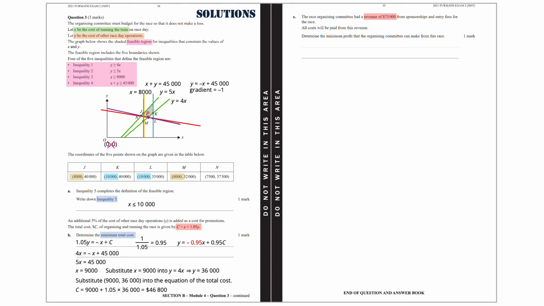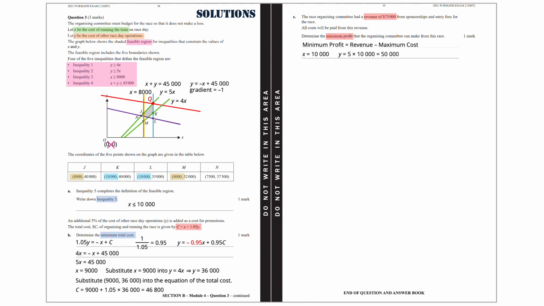Part C. The race organizing committee had a revenue of $75,000 from sponsorships and entry fees for the race. All costs will be paid from this revenue. Determine the minimum profit that the organizing committee can make from this race. The minimum profit equals revenue minus the maximum cost. The maximum cost occurs when x equals 10,000. Therefore, y equals 5 times 10,000 equals 50,000.